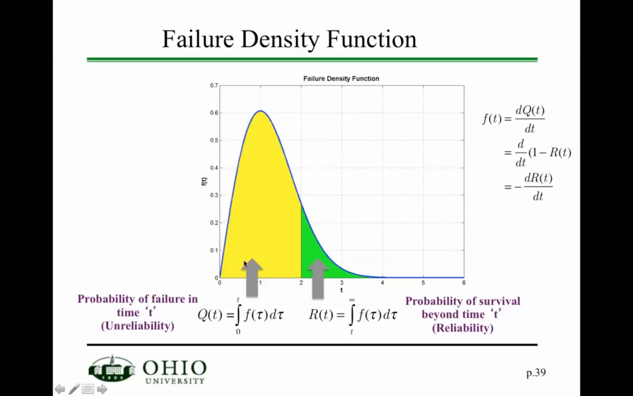Now, this also means that if the unreliability is given by the integral of this function f, then f is given by the derivative of q as a function of t. Now, we know that q(t) is 1 minus r(t), and if you take the derivative with respect to t, it's the derivative of 1, which is 0, and the derivative of minus r(t), which is minus dr/dt. Why did I put this there? We go back to this in a little bit.